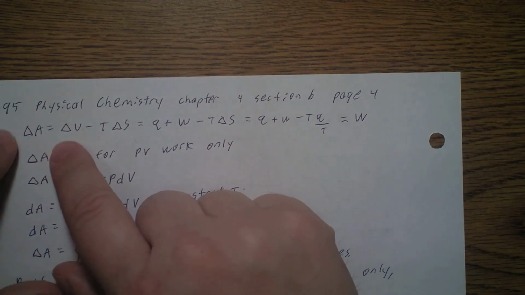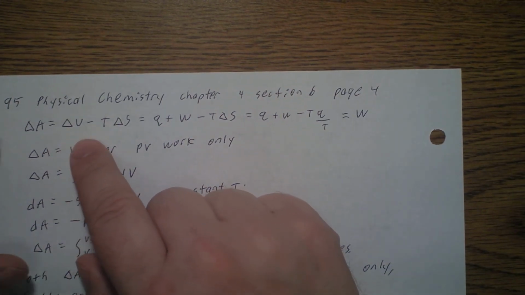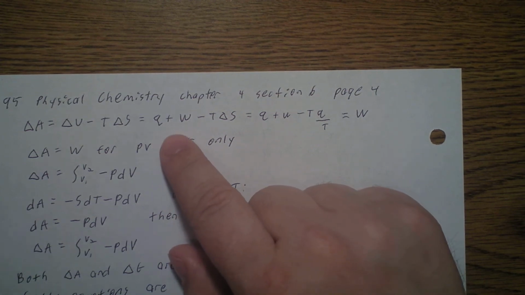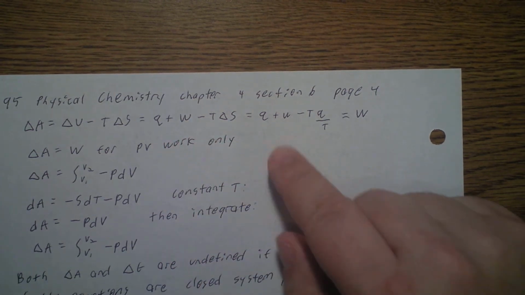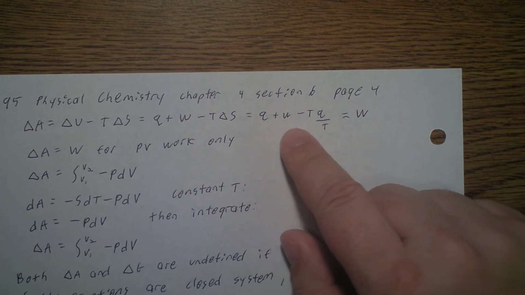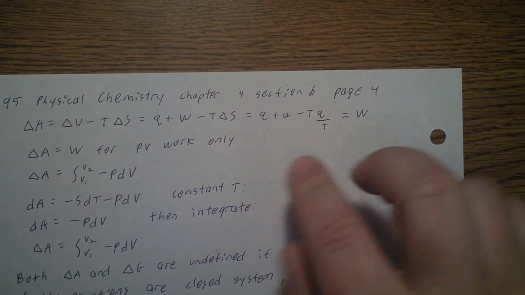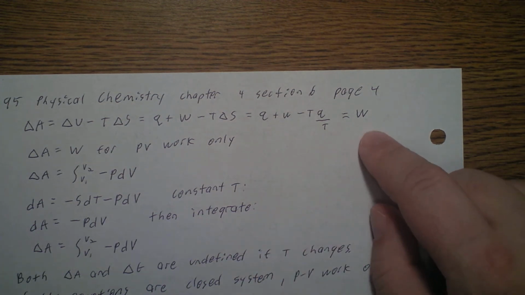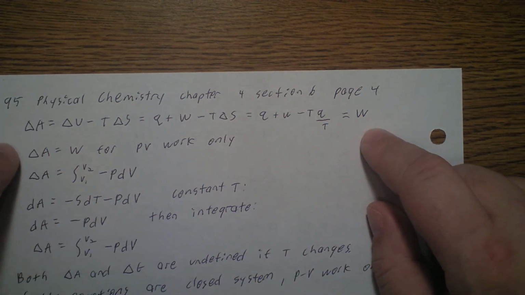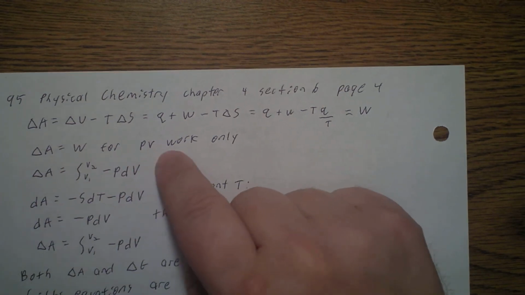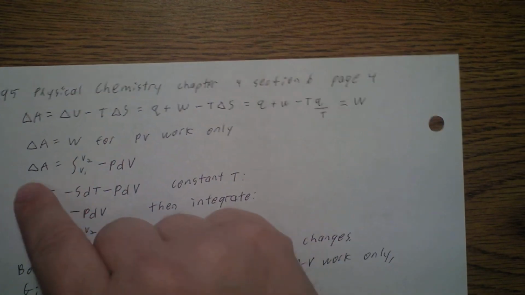Now the Helmholtz free energy, delta A, is equal to delta U minus T delta S. So that's going to be equal to Q plus W minus T delta S, which is going to be equal to Q plus W minus T times Q over T. These cancel out, these cancel out. So the change in the Helmholtz free energy is going to just be equal to the work. The delta A is going to be equal to work, assuming the only work is pressure-volume work, of course.